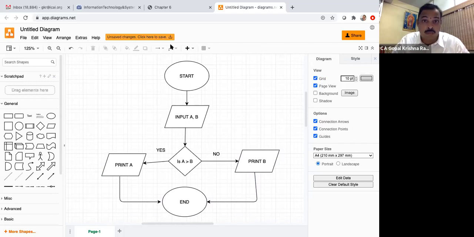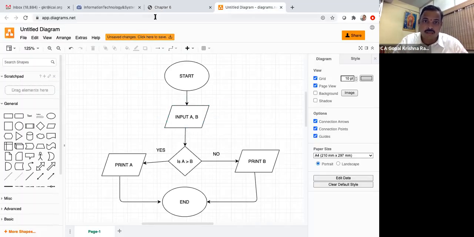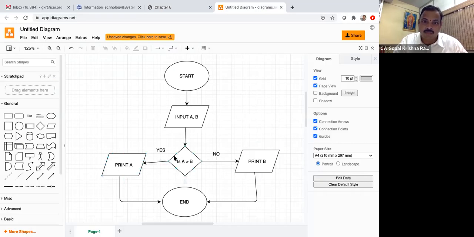So this is your flowchart for 4 marks. So draw a flowchart to read two numbers, A, B, you read it, and print larger of two numbers. So compare A, B, if A is greater, print A. That means 10 greater than 7, yes, print 10. 7 greater than 10, no, then print 10, because B is 10. Okay, now let's move on to the next one.